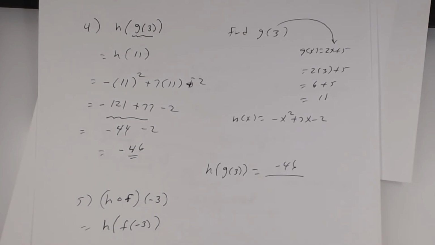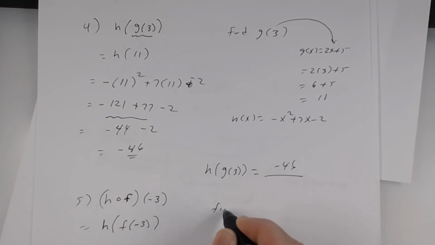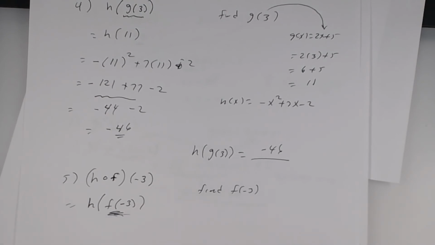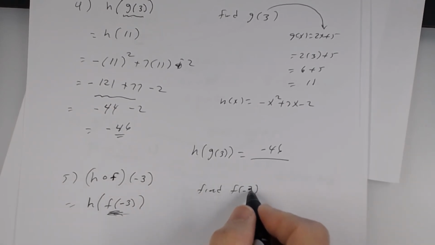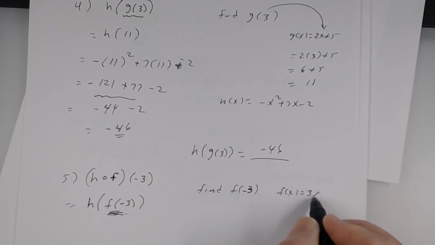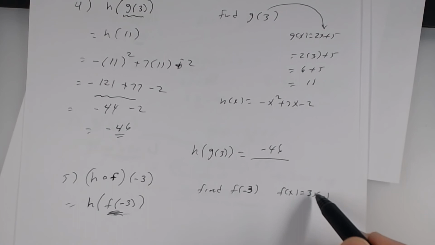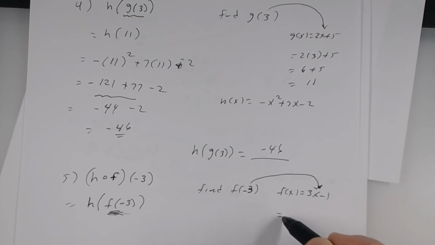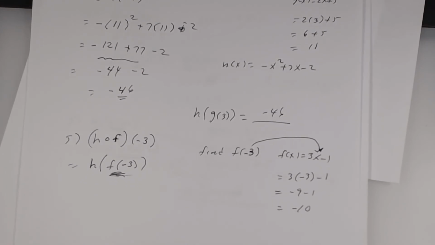So remember what we just did. What do you have to find first? F of negative 3. You got to find that inside function first. So I go to my function f, and f of x was this. Wherever I saw the variable x, what did I substitute? Negative 3. So I get 3 times negative 3 minus 1. That's negative 9 minus 1, which is negative 10. So that's f of negative 3.